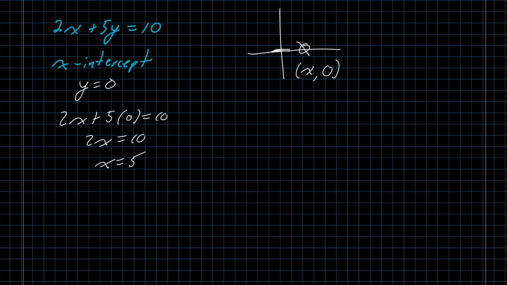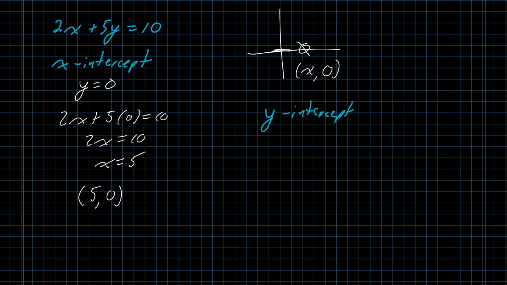In this case, I get out that x is 5. Then, because the x-intercept is a point in the coordinate plane, I'm going to write that point as an ordered pair. The x-intercept of this equation is the point (5, 0). I can do the same thing for the y-intercept.